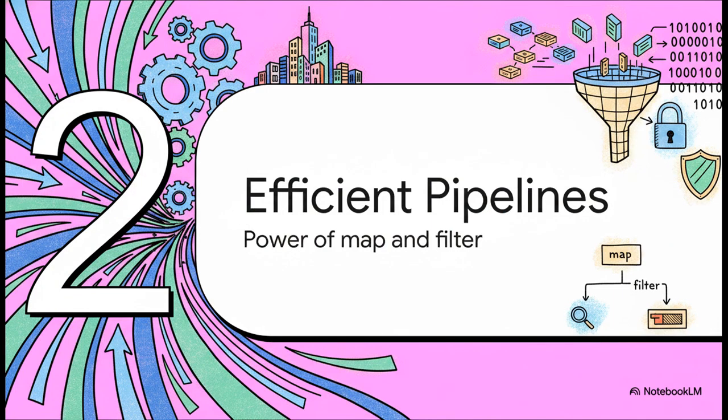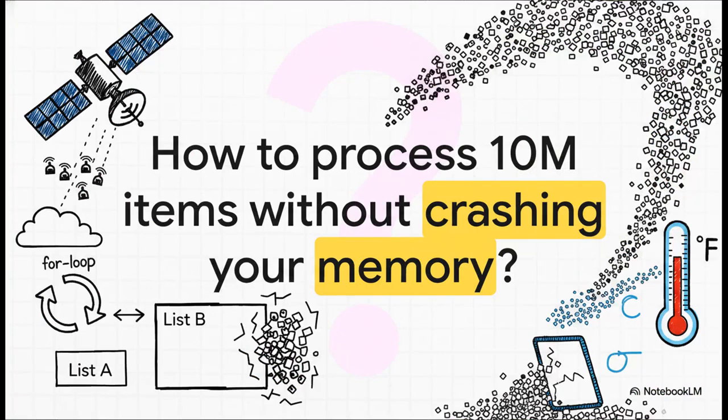Section 2, building efficient data pipelines, the power of the map function and filter function. So imagine you're running a weather satellite station, or maybe managing a massive global array of IoT sensors. Suddenly, boom, you receive 10 million temperature readings in Fahrenheit, and your backend system needs every single one of those converted to Celsius for standard storage.